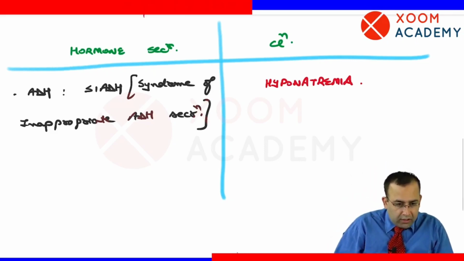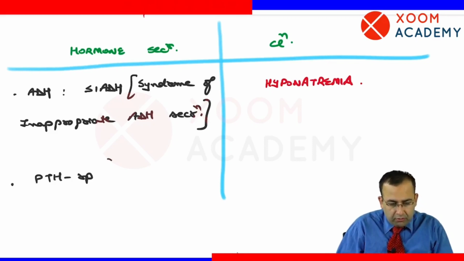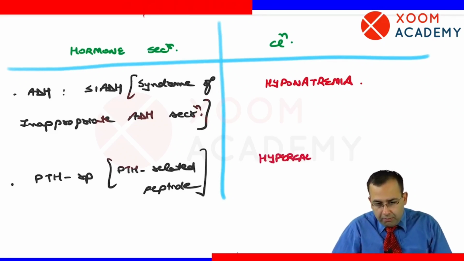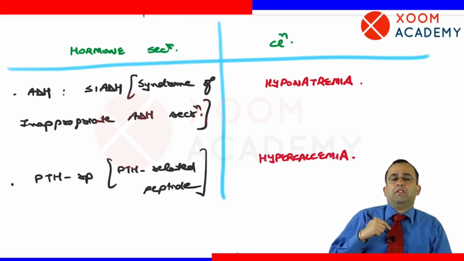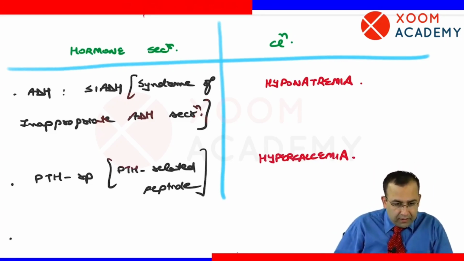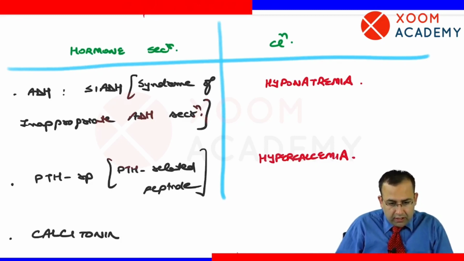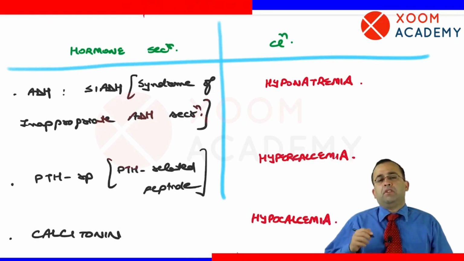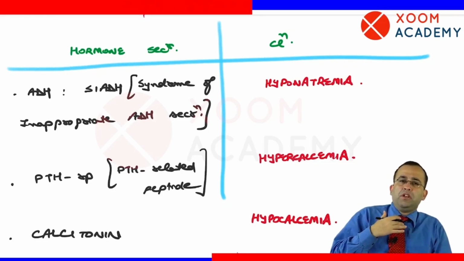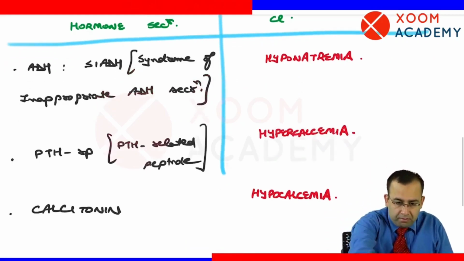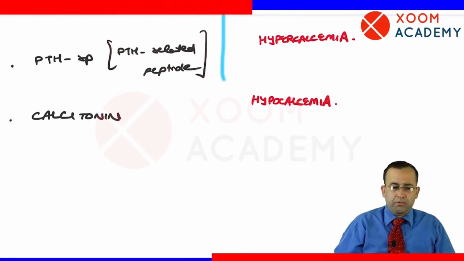Next is secretion of PTHrP, parathyroid hormone related peptide, which causes hypercalcemia. Please note, hypercalcemia is a paraneoplastic syndrome with lung cancer, not with parathyroid carcinoma. Next is secretion of calcitonin, which is associated with hypocalcemia. So, lung carcinoma can be associated with both hypercalcemia as well as hypocalcemia. PTHrP secretion, hypercalcemia; calcitonin secretion, hypocalcemia.